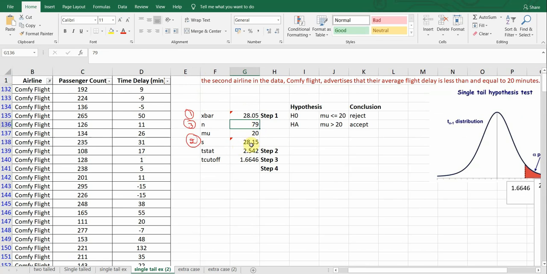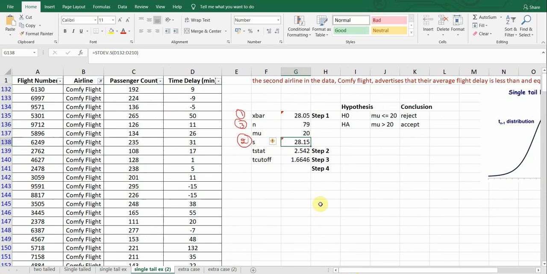Now the next one is the standard deviation. Standard deviation also we will be finding out for the data that we have. So again, STDEV.S, because this is just a sample of all the flights operated by Comfyflight. So it's STDEV.S and all the time delay of Comfyflight. And when you click, you get 28.15. So these are the calculations that you need to do. Then after that, you need to see what is your mu value.